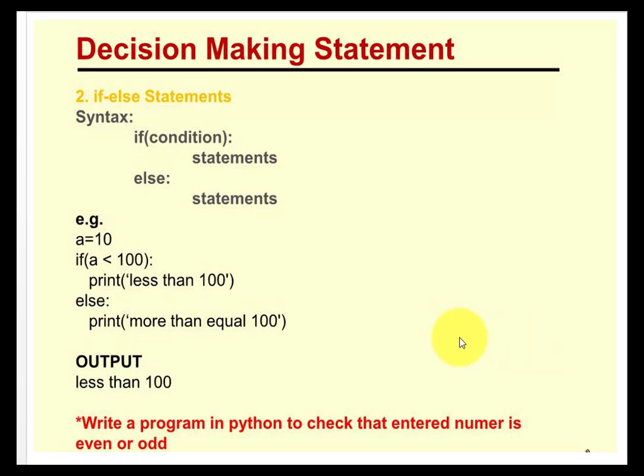Yes, students. All of you try to create this program and write it yourself. The program is: write a program in Python to check whether the entered number is even or odd. All of you try to create that program and execute it, and also WhatsApp me. Clear?